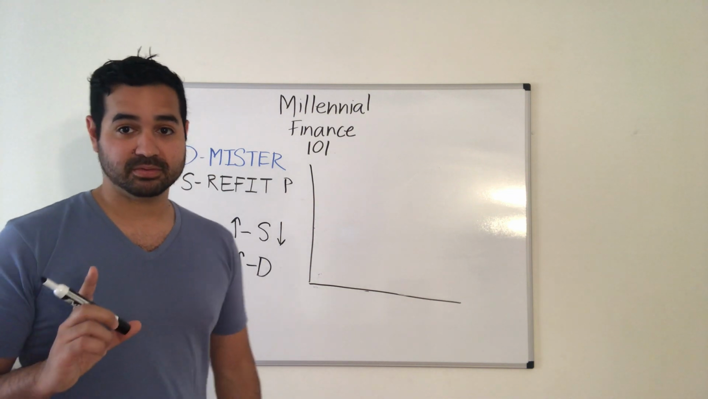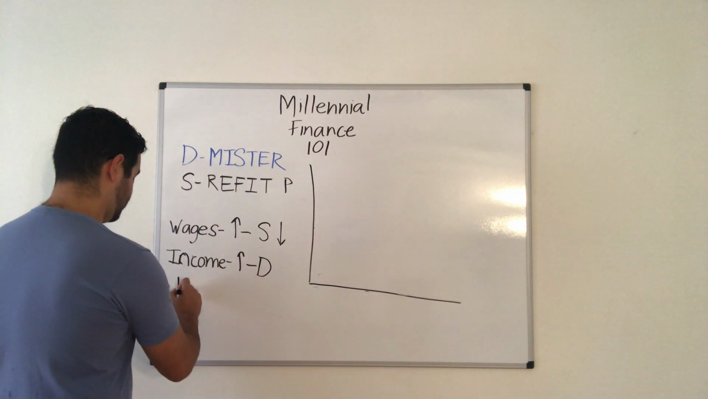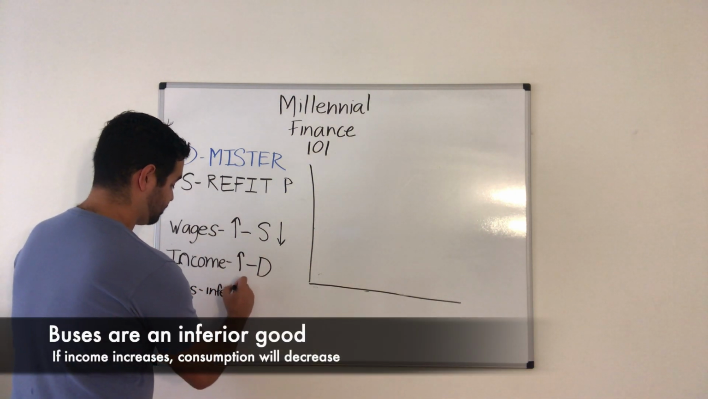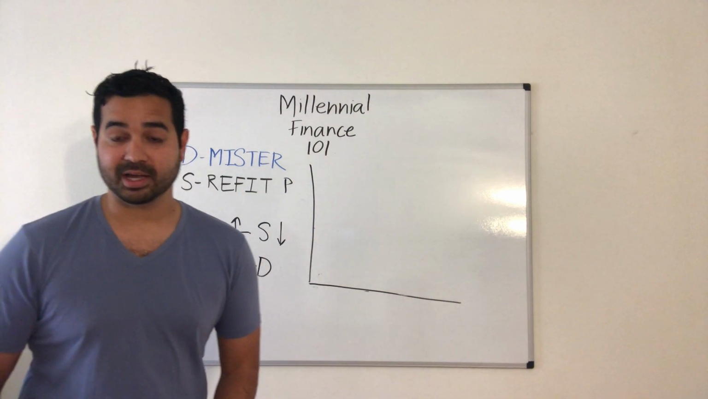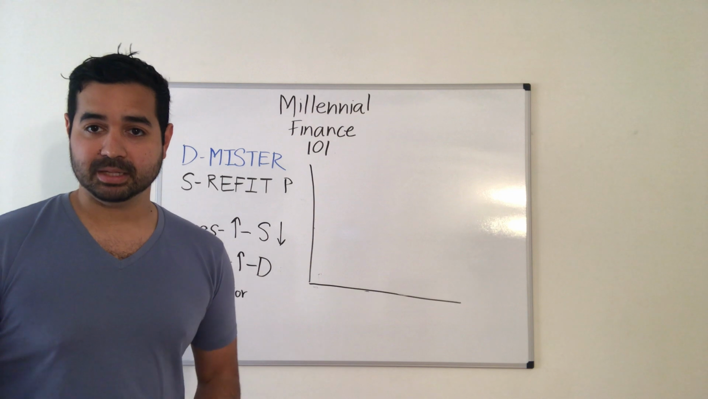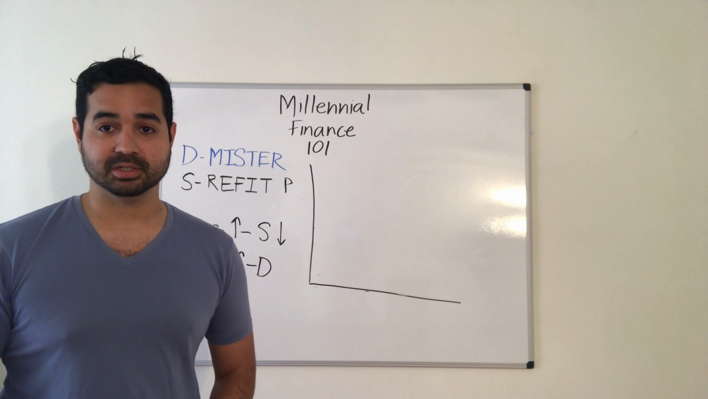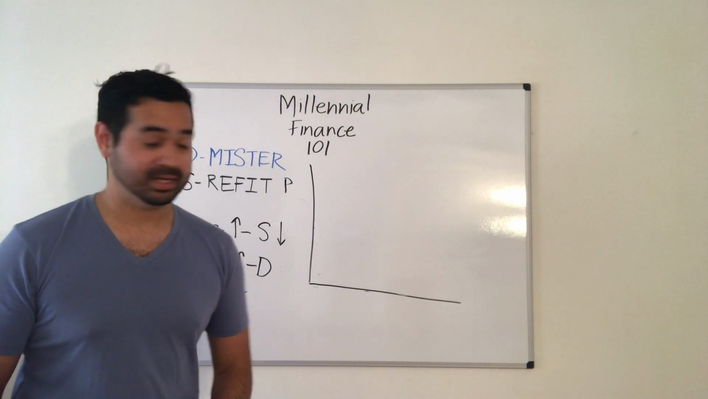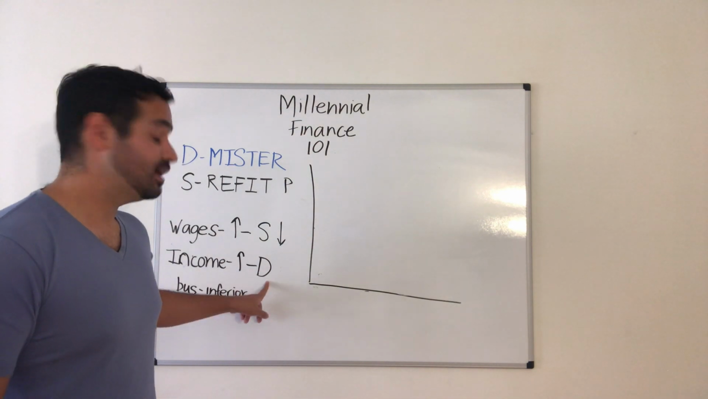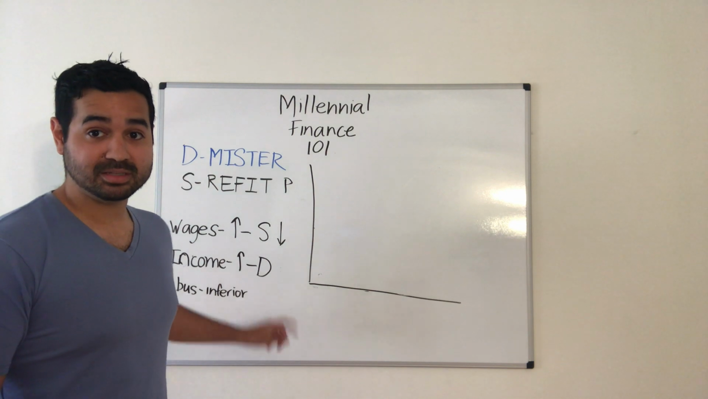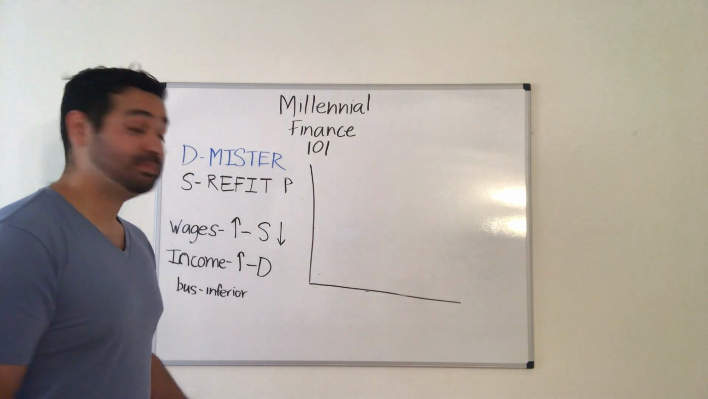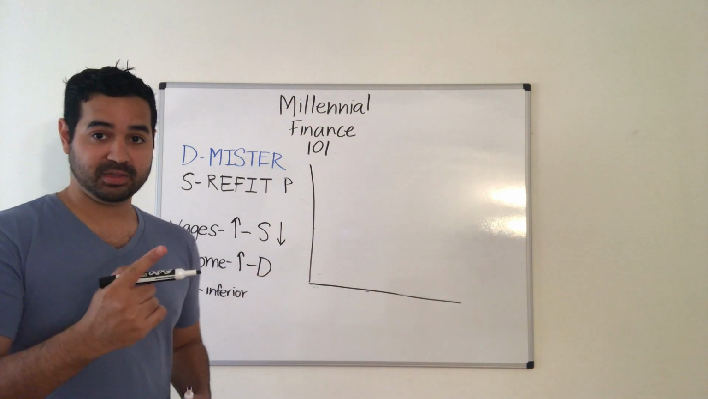The first thing you should have recognized is that bus rides are going to be an inferior good. You would rather drive, but since you don't have enough money, you're going to take the bus. But when your income increases, what happens to inferior goods? You buy less of them, right? So if we already established that the bus is an inferior good, then if our income increases, our demand for buses is also going to decrease, because inferior goods move the opposite way.